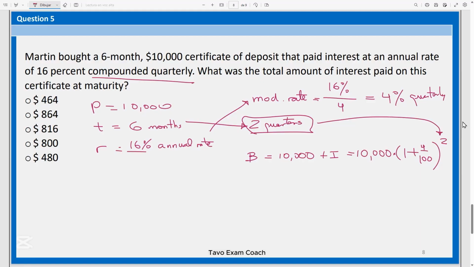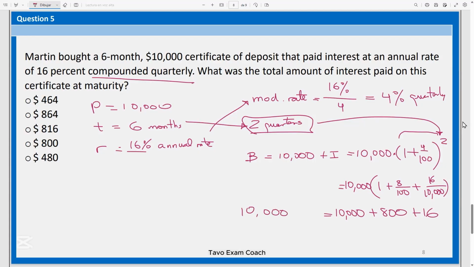So now we can use the same rule to expand the square of this binomial. We have 10,000 that multiplies the trinomial 1 plus 8 over 100 plus 16 over 10,000. Obviously, this yields 3 terms, this multiplication. And doing an identification of terms with the left side of the equality, this goes away, and the interest is $816. Corresponds to option C.